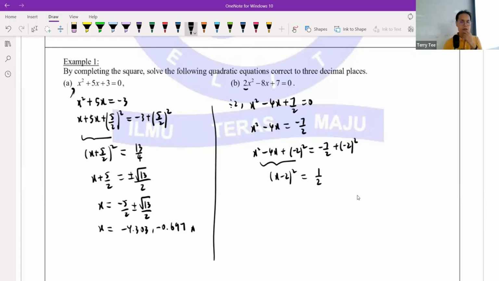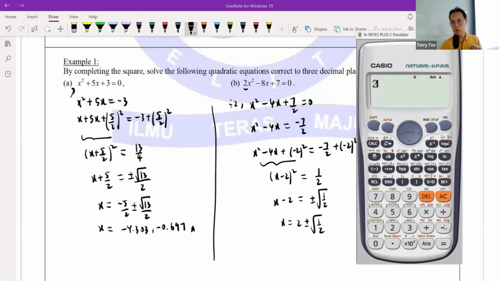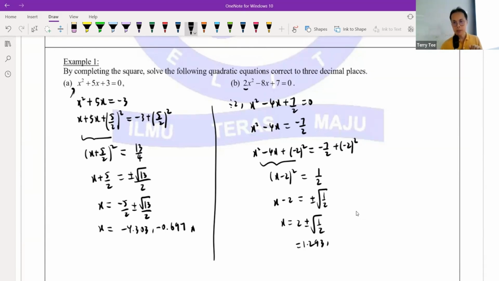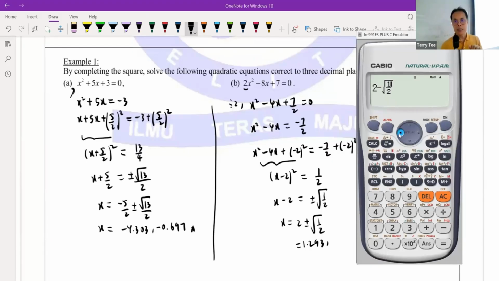Correct, 4, 8. Okay, now let's square root it. If I square root this, I will put a plus minus 1 over 2. Bring it over to plus minus square root 1 over 2. Okay, use your calculator. 2 minus square root 1 over 2. That will give us 1.293, the first answer. Second answer, change the minus to plus. What will you get?